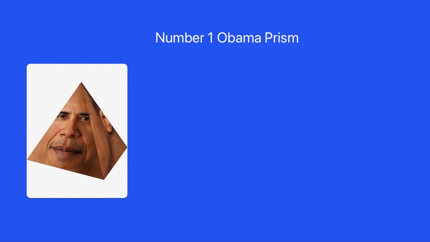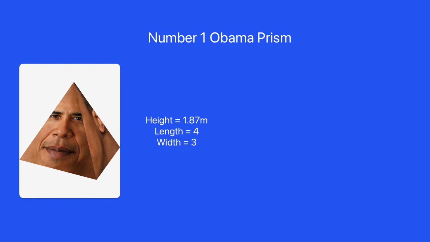The first thing we need to do with the Obama Prism is find out its dimensions. Okay, so the height is 1.87 meters, the length is 4 meters, and the width is 3 meters. This way we'll be able to find the volume and the size of the Obama Prism. So the equation to finding a volume of a pyramid such as the Obama Prism is length times width times height, and all of that divided by 3. So our length is 4, our width is 3, and our height is 1.87.